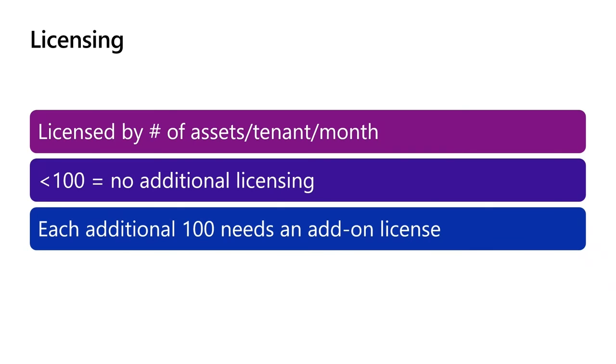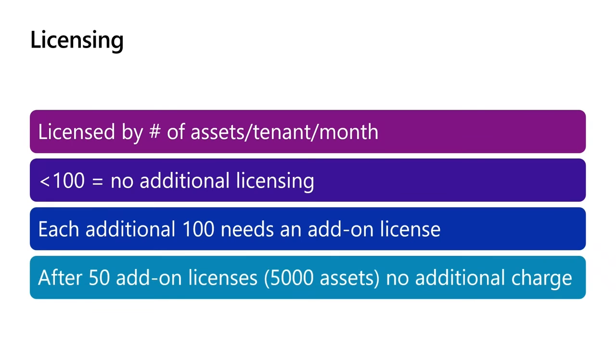If you're over 100 assets, for each 100 assets, you need to get an add-on license. So it's not the same cost as a full SCM license. I think it's $50 per month. And you'll need to buy one license for each additional 100 assets in your tenant.